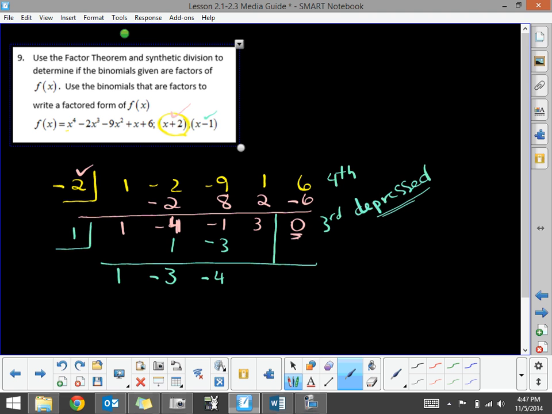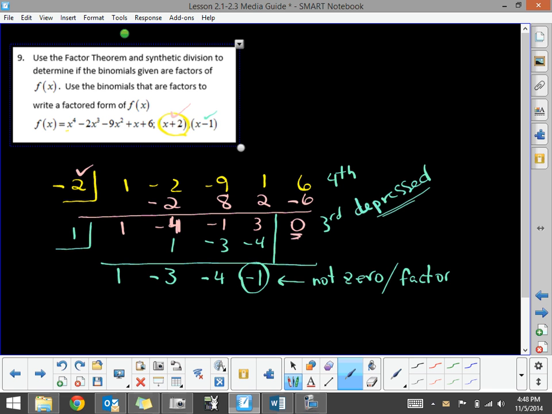1 times -4 is -4. -4 and 3 is -1. We did not get a remainder of 0, so what that tells me is that this is not a zero, which means x minus 1 is not a factor.